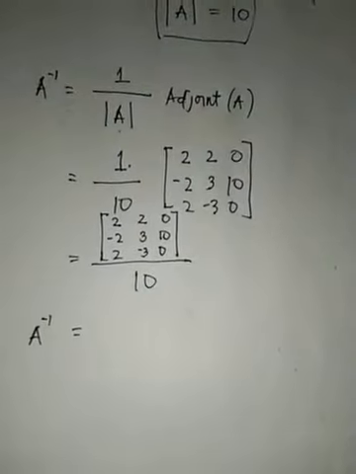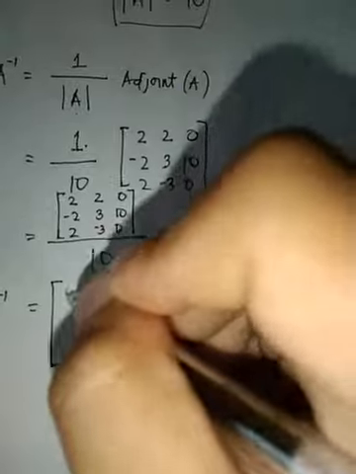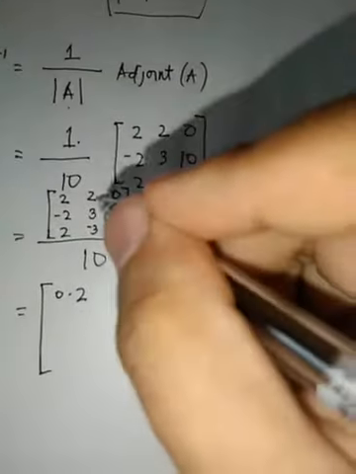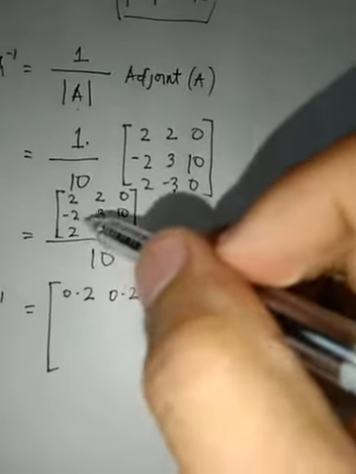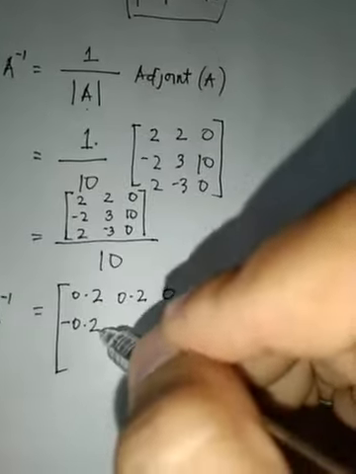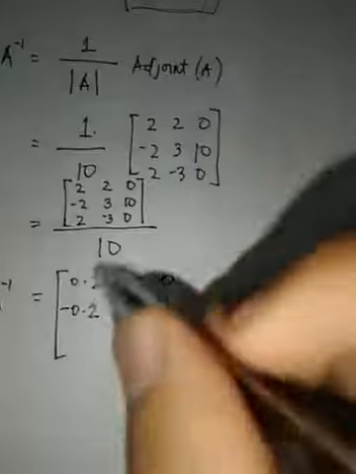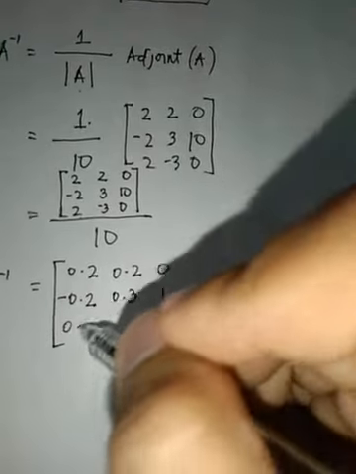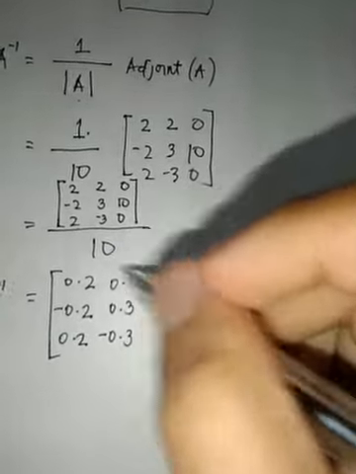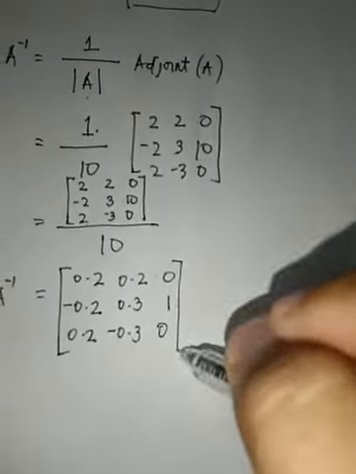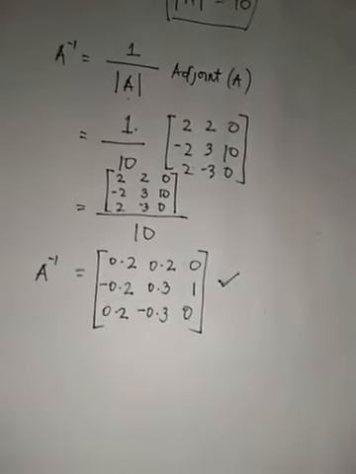Anong result? It is 0.2. Then 2 divided by 10, 0.2. 0 divided by 10, 0. Negative 2 divided by 10, it's negative 0.2. 3 divided by 10, 0.3. 10 divided by 10, 1. Then 2 divided by 10, it's 0.2. Negative 3 divided by 10 is negative 0.3. Then 0 divided by 10, it's 0. Okay. So this is now the inverse of matrix A.